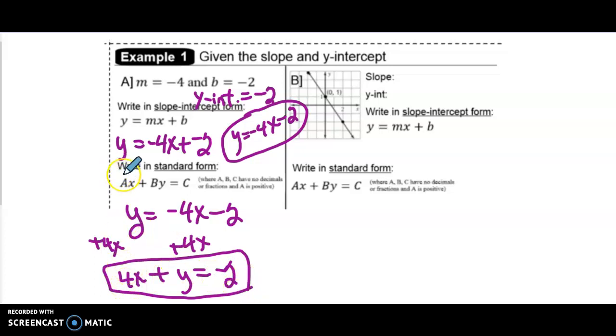Okay, A is the only one that has to be positive. We like to start our equation with a positive number. So if it would be negative, I would just divide everything by -1, and then that would make the x positive. Okay?